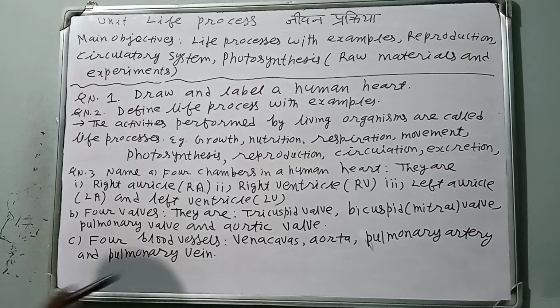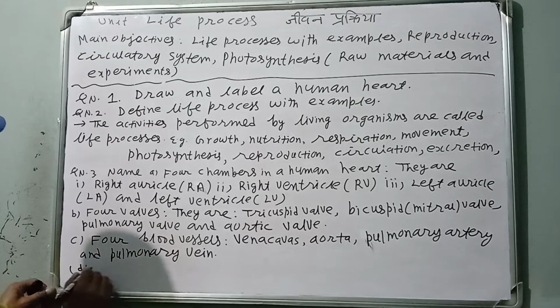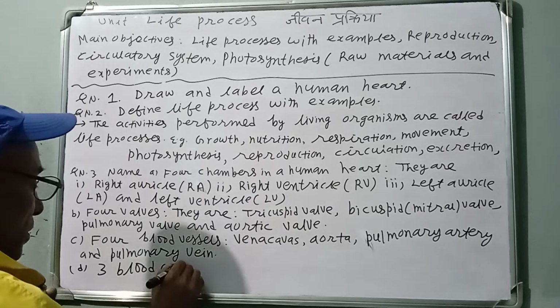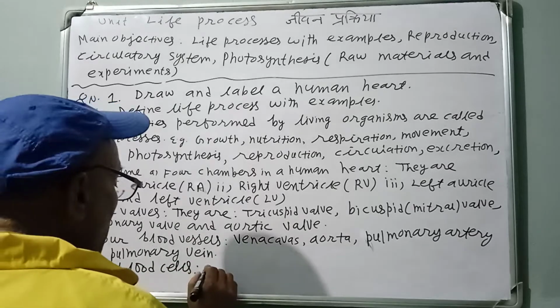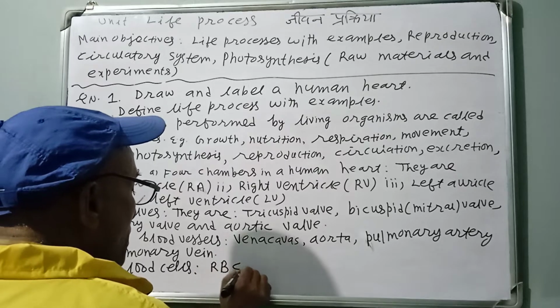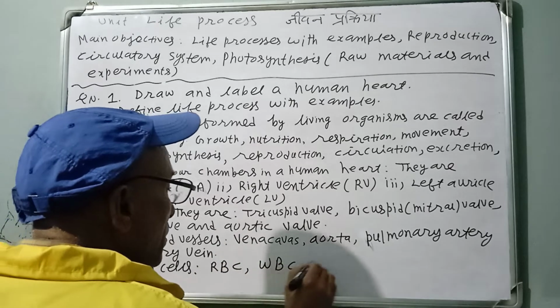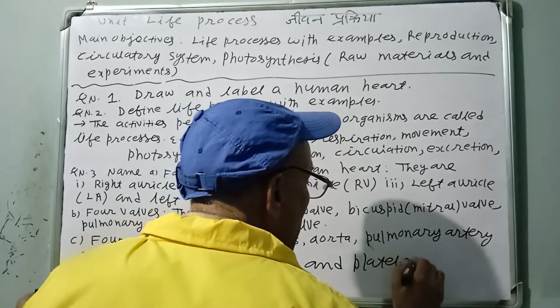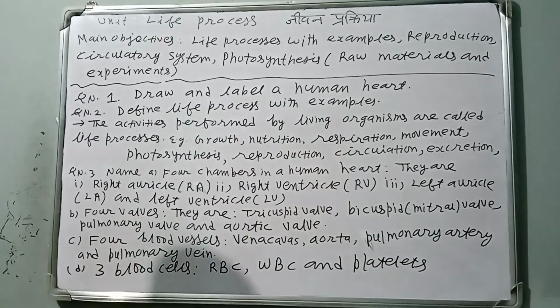You can write this down. Three blood cells: red blood cells, which I write in short form RBC, WBC, and platelets. They are also the short version.